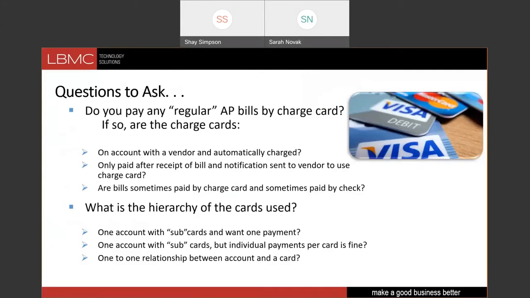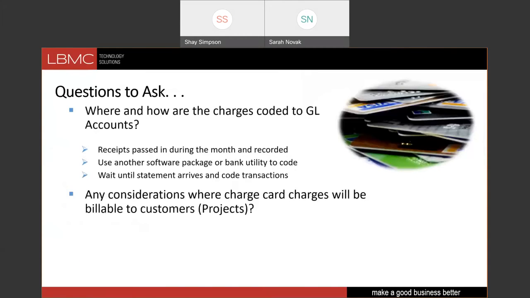Do we have one corporate account where each month we get one corporate statement and we pay that one statement, yet it has the individual transactions for each employee's charge card? Do we have one account with subcards, but we pay those individual subcards? Or do we have a one-to-one relationship between account and card? These are really good questions to ask yourself when setting up charge cards, and that's going to define how we establish those charge cards within Sage Intacct.